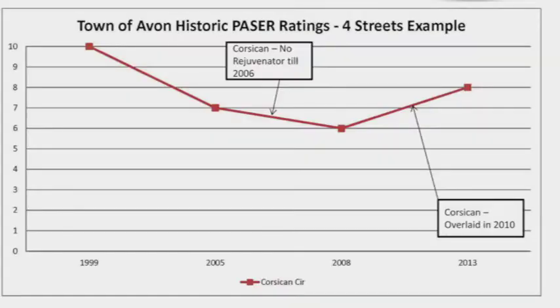Now this next example is Corsican Circle. As you can see, in 1999 it was a brand new pavement, Paiser rating of 10. In 2005 there was no treatment for the pavement between 1999 and 2005, and you can see how it drops from a 10 to a 7. Rejuvenator was actually added in 2006, and as you can tell, all of a sudden the rate of degradation dramatically slows. Corsican was overlaid again in 2010, and by 2013 we're back down to an 8 again. It hasn't been shot. It's going to be shot pretty soon.